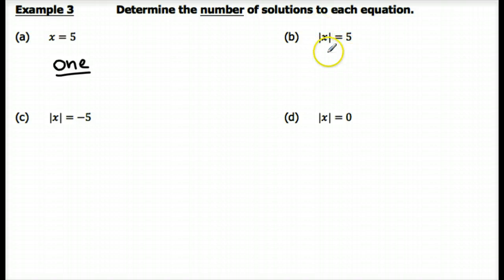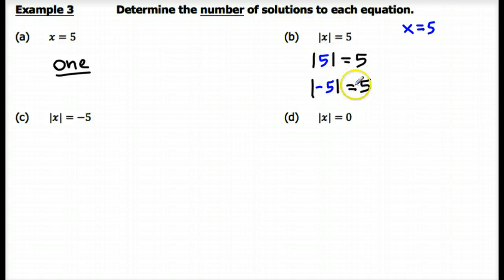Well, we know that the absolute value of positive 5 is equal to 5. So that would be one solution right there. X could be equal to positive 5. The other possibility is x equals -5 because the absolute value of -5 is also just equal to 5. So if I plugged both of these in for x and I checked, both of them would check out. So really, this equation here has two solutions, positive 5 and -5. There are two solutions for this equation.